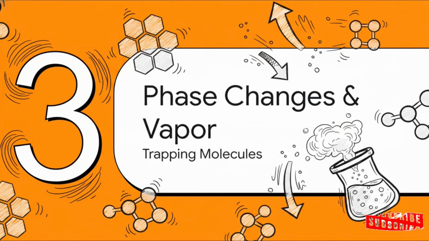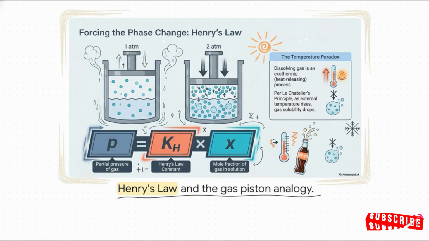Let's step into section 3, phase changes and vapor, forcing and trapping molecules. To really wrap our heads around Henry's law, imagine a gas piston. To dissolve a gas, you have to apply external pressure to physically force it into the liquid. But this creates a fascinating temperature paradox. Because dissolving a gas is actually an exothermic process, meaning it inherently releases heat, raising the environmental temperature fights directly against the process. Thanks to Le Chatelier's principle, as external temperature rises, gas solubility totally drops. It is exactly why your warm soda goes completely flat.